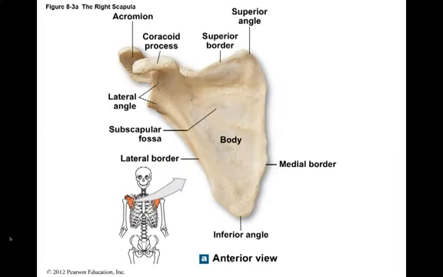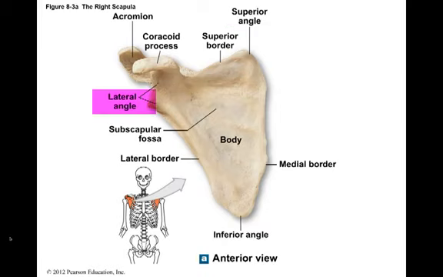The scapula has a body, which is on the anterior surface. The body is bordered by three sides in the shape of a triangle: a superior border, a medial border, and a lateral border. Muscles that position the scapula attach along these edges. The corners of the triangle are called the superior angle, the inferior angle, and the lateral angle.